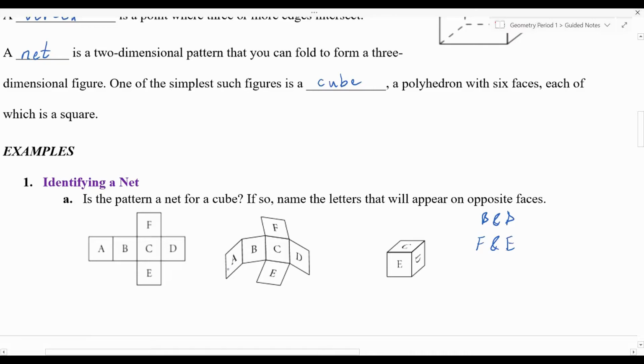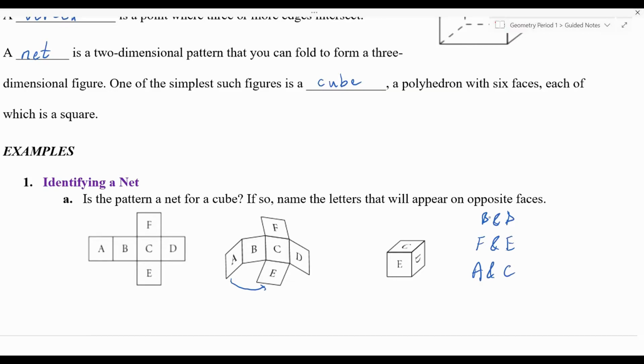And if we finish closing it, when A comes over here, C stays where it is, but A will come up and be opposite to C. So we have A and C. A and C will be on opposite sides. Do we have 6? We have 2, 2 and 2, 3 sets, which is 6 sides, which is what we end up having, 6 faces.